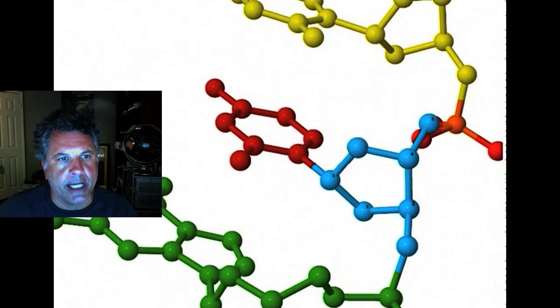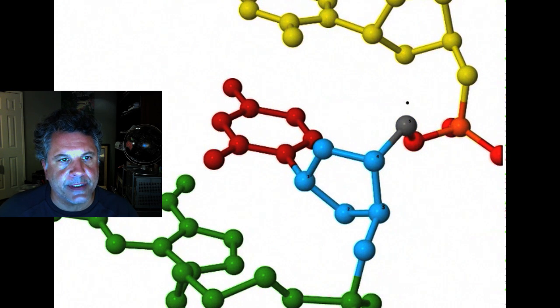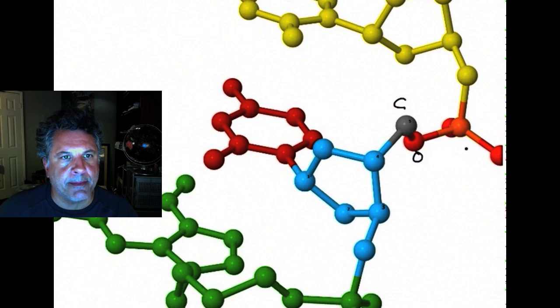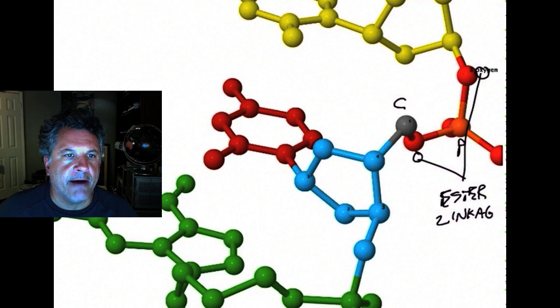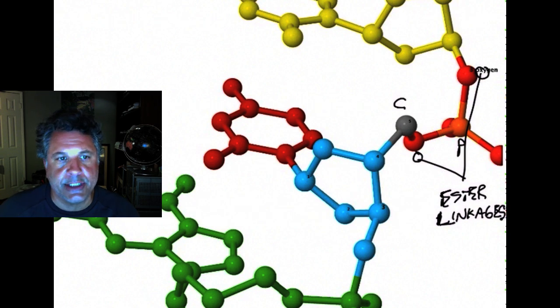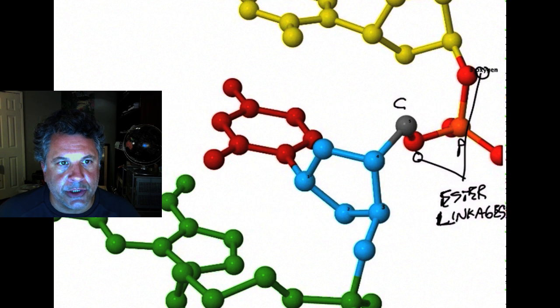Now, if we consider how the sugar is linked to the phosphate, it's linked through an oxygen to the phosphorus atom, and that phosphorus atom is linked to the next oxygen, which is covalently bound to the third carbon of the nucleotide above it. And so oxygen linkages are called ester linkages, and we therefore have a phosphate with 2 ester linkages on either side of it. I should say a phosphorus atom with 2 ester linkages on either side of it.